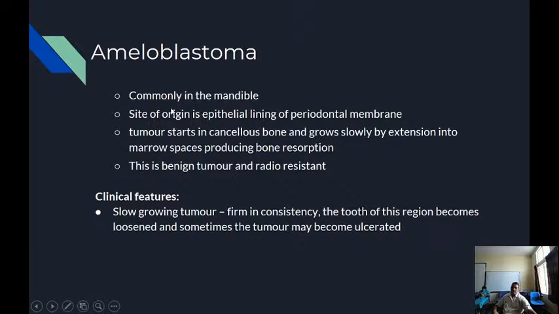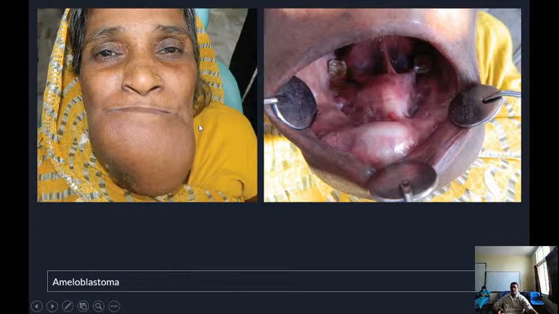Ameloblastomas. The site of origin is the epithelial lining of the periodontal membrane, and the tumor starts in the cancellous bone and grows slowly by extension into the marrow spaces, producing bone resorption. They are very slowly growing, but when they grow, the tooth to which they are related becomes loose.